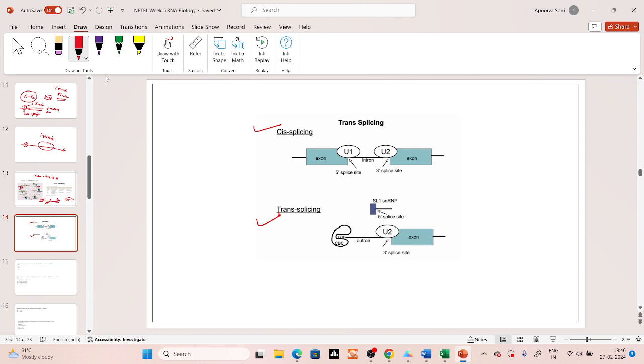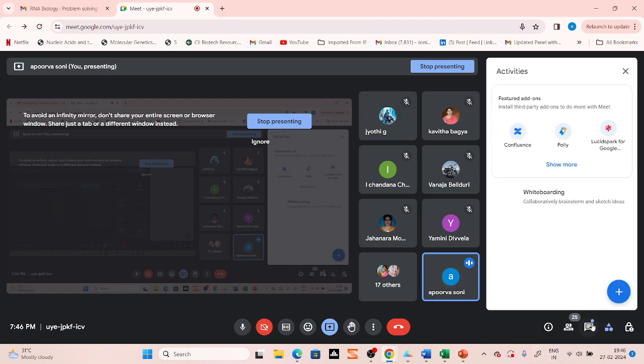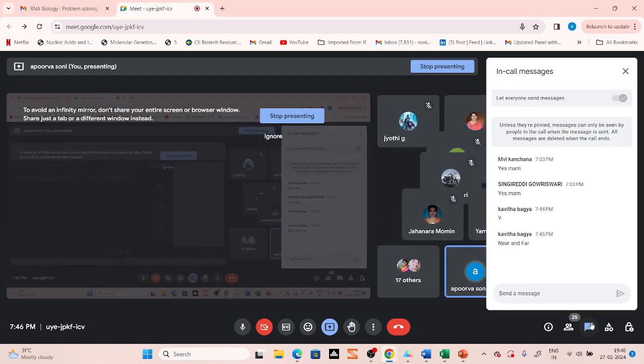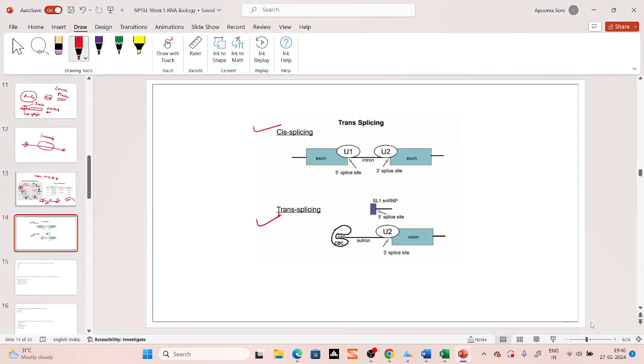Okay. So very well, it's good. It is highly appreciable for the people who interact and try to give their perspective. Now you see, from the word intron, and this is the word outron. In and out. That means it is a particular portion which is inside and a particular portion which is outside. This intron is the portion which is between the two exons. It is at the inside.